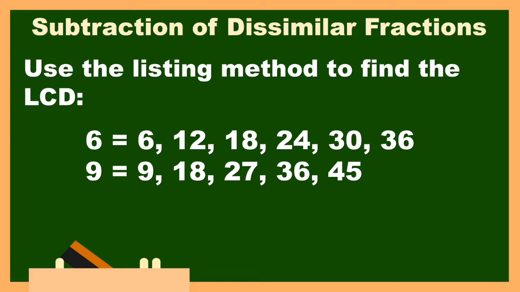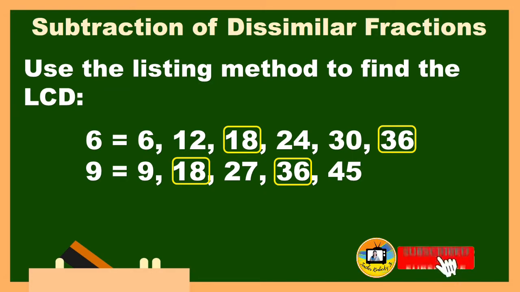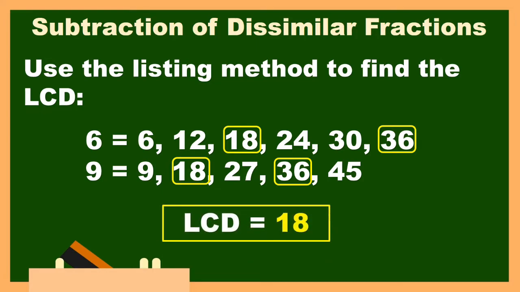Now, let's look for their common multiples. So first, we have 18. Another one is 36. But, sabi dyan, get the LCD or the least common denominator. So, kukunin natin ang pinakamababang common denominator. So, our LCD is 18.